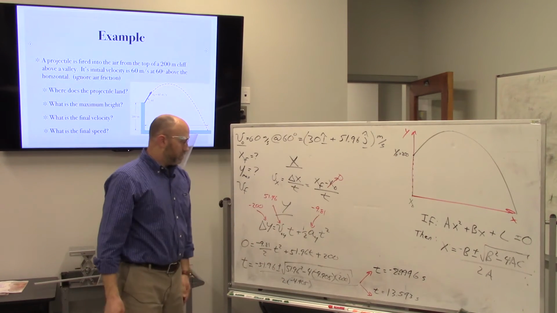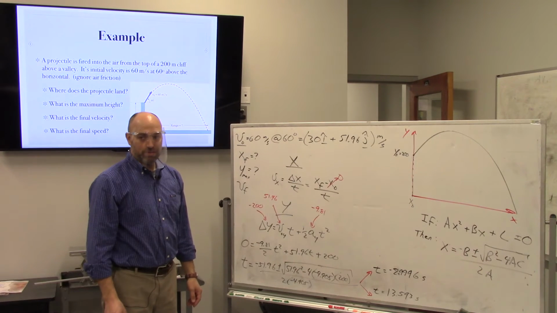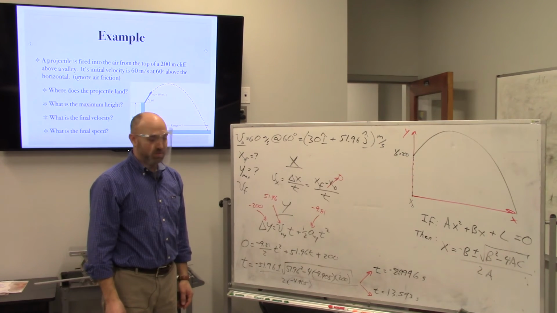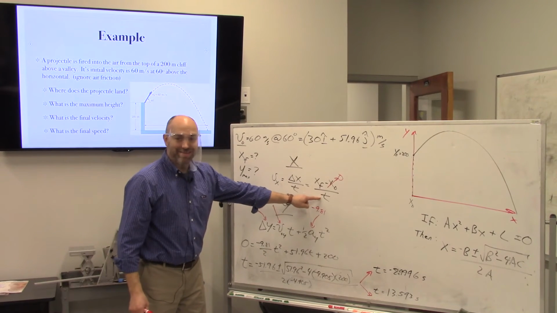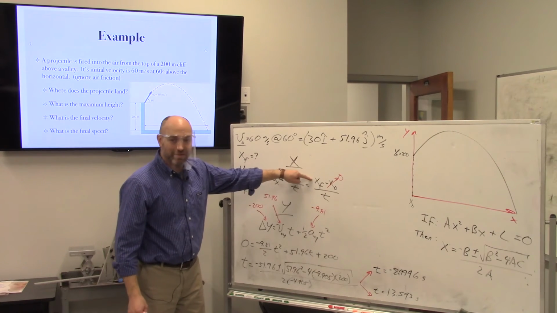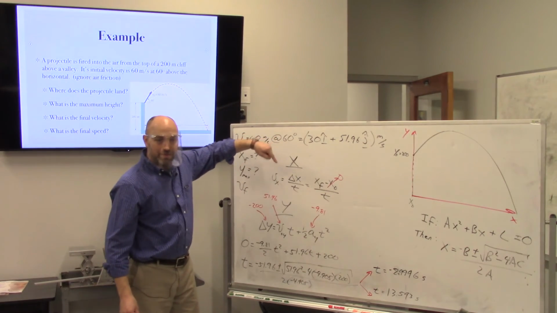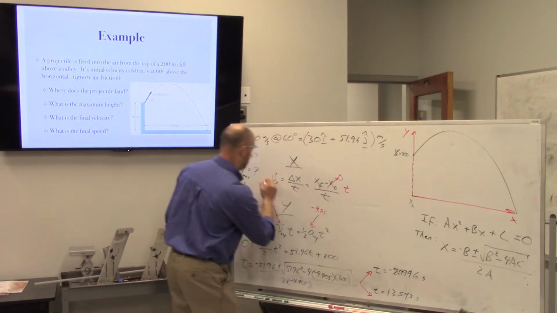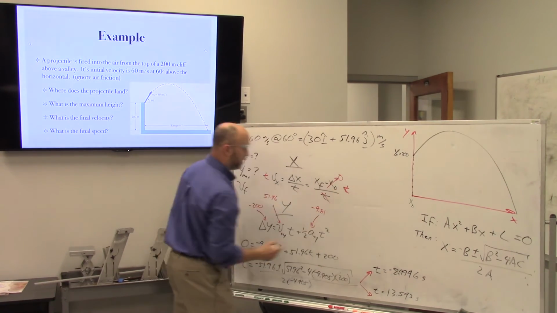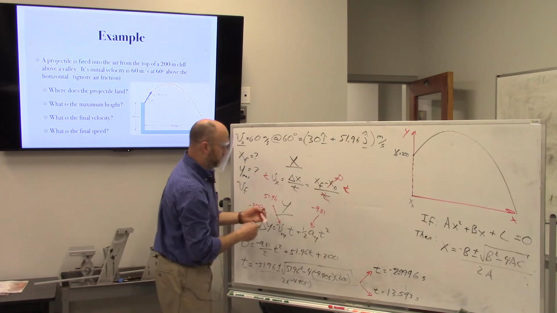Well, we've got time now. Now what? Yeah, we know time now. We can solve for x final. How do we get x final by itself? Multiply both sides by t. The t's cancel out. X final is t times vx. Vx is 30.